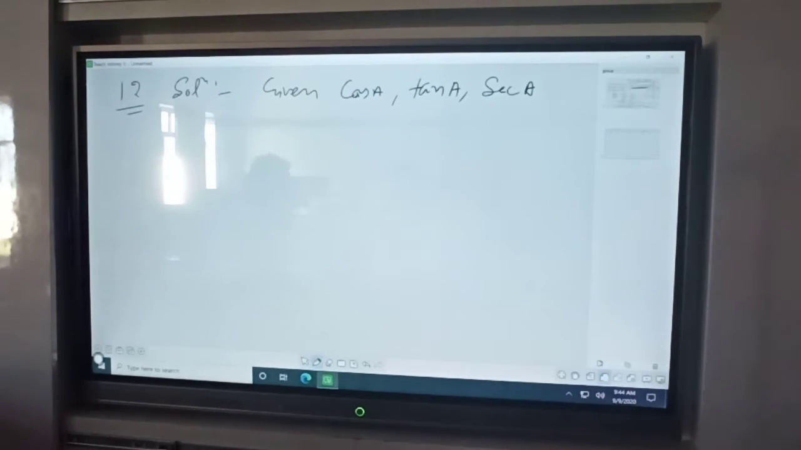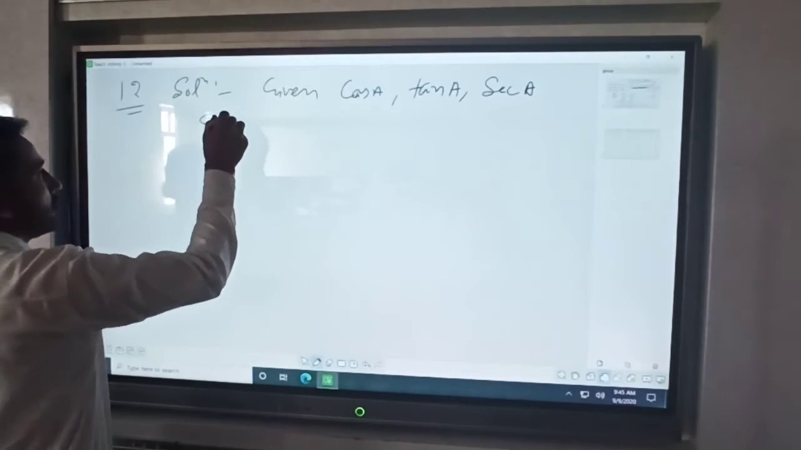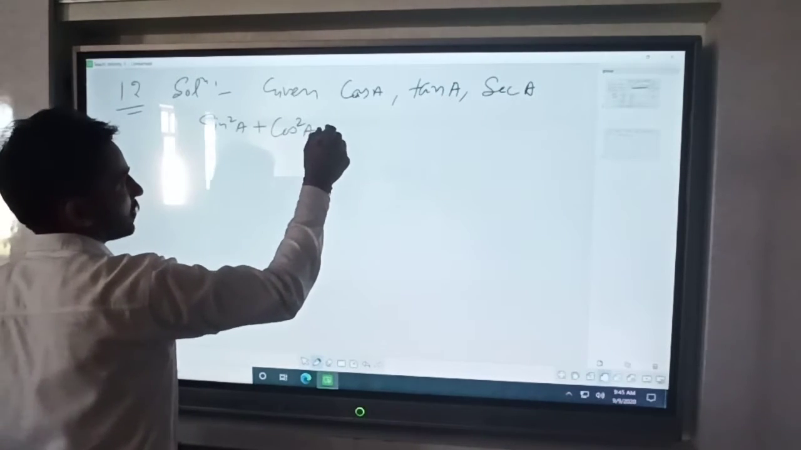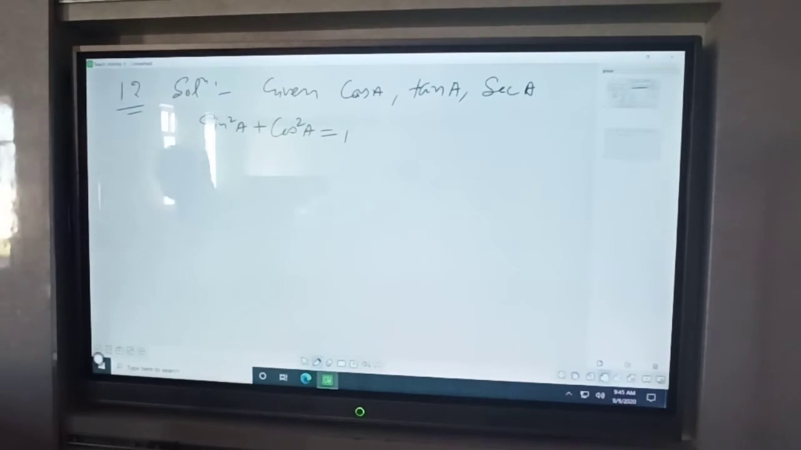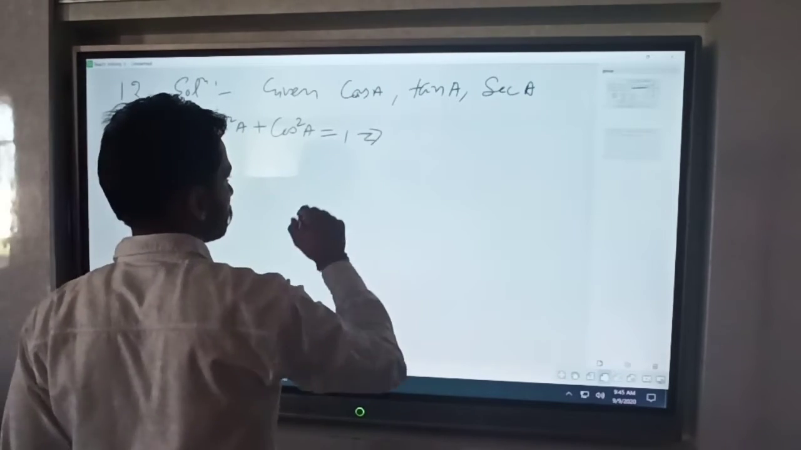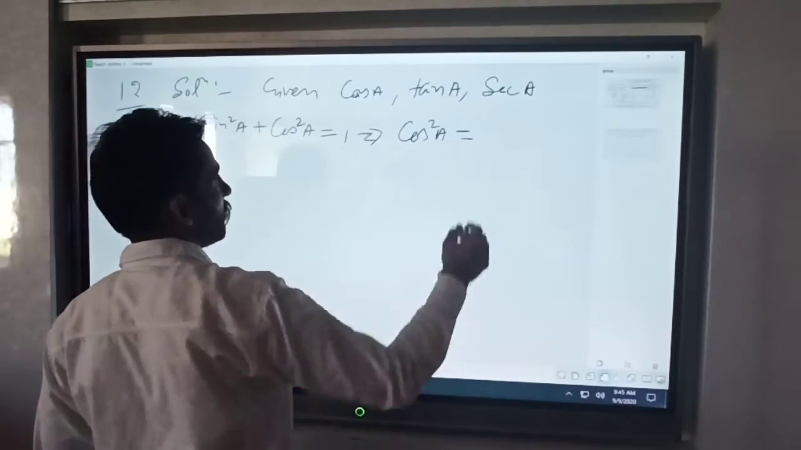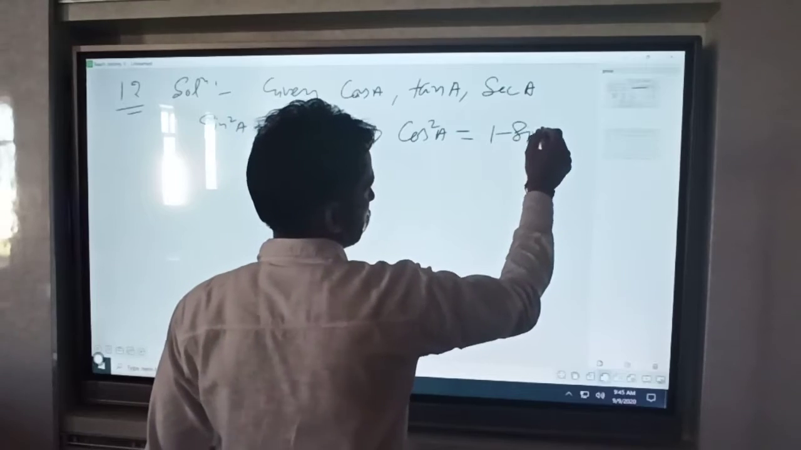Now we know how we can convert into sin. We have only three trigonometric identities. Use these trigonometric identities to convert these into sin. We know sin square theta plus cos square theta is equal to 1. We know sin square A plus cos square A is equal to 1. From here we find the value of cos. The value of cos from here, cos square A is equal to 1 minus sin square A.